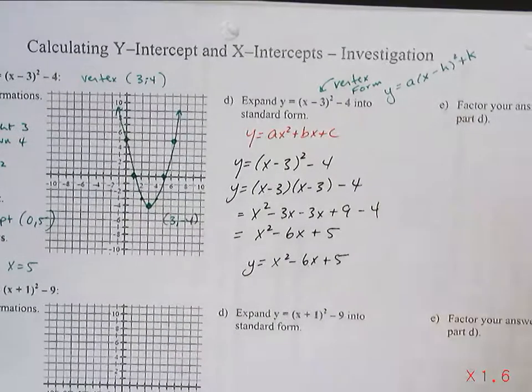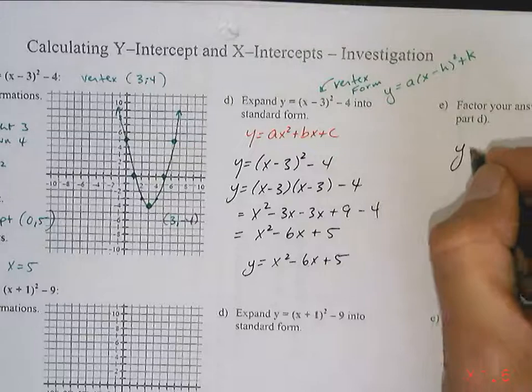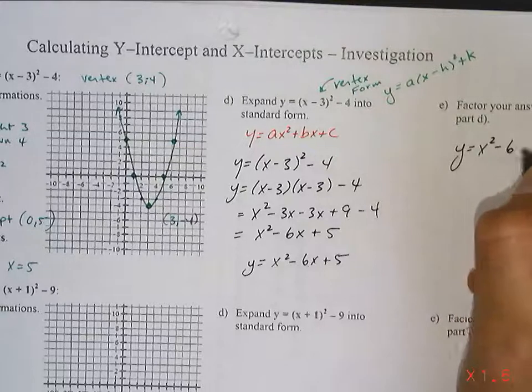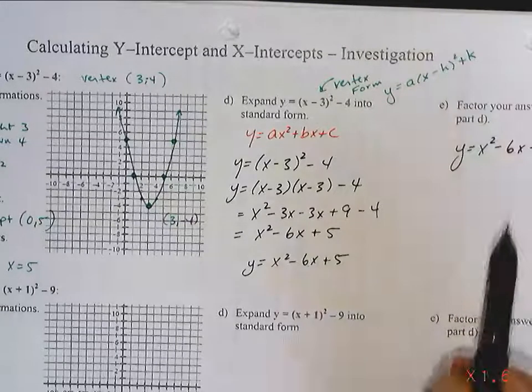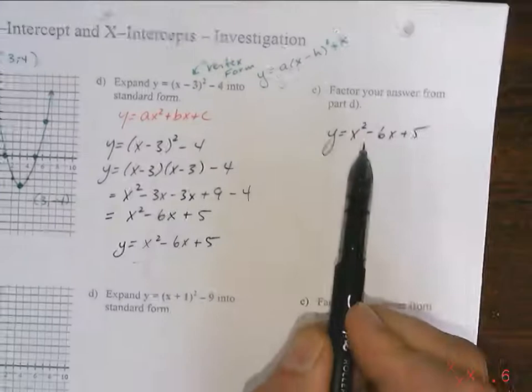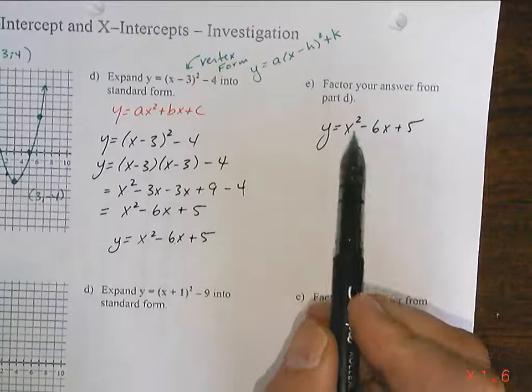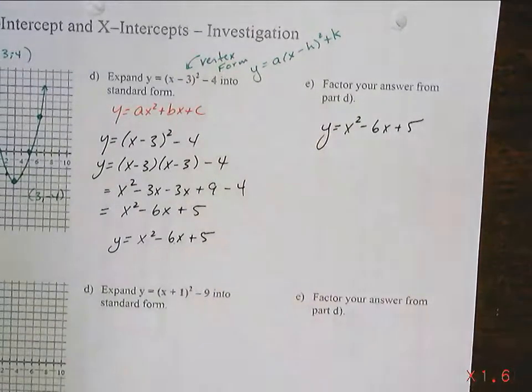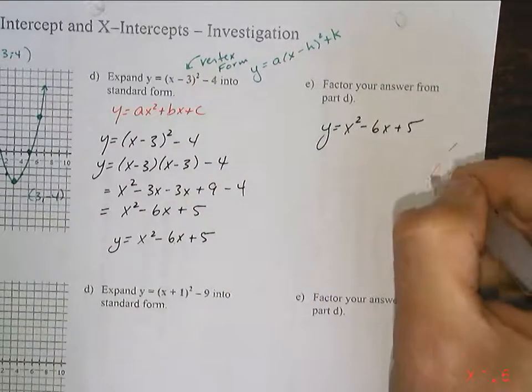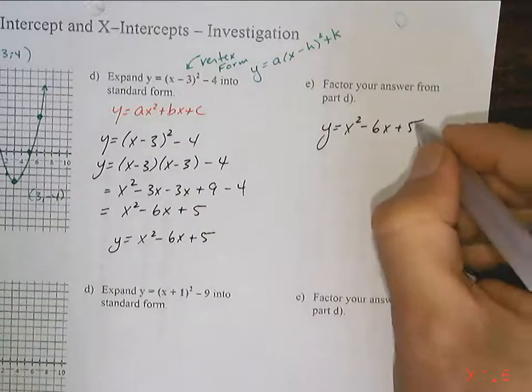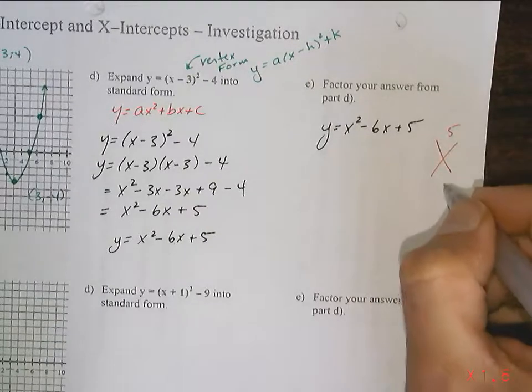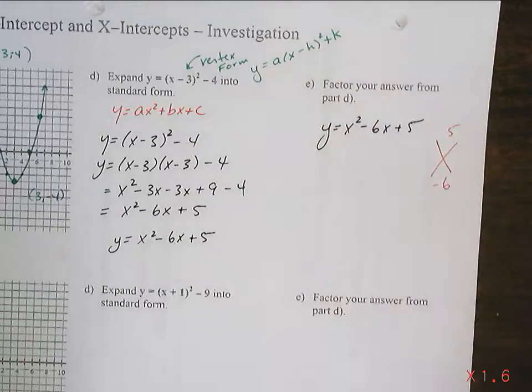Factor your answer from part D. Oh, exciting. So what we want to do now is take this and factor it. It's a trinomial. You're going to remember from our work before that you're looking for two numbers that multiply to give 5 and add to give negative 6.